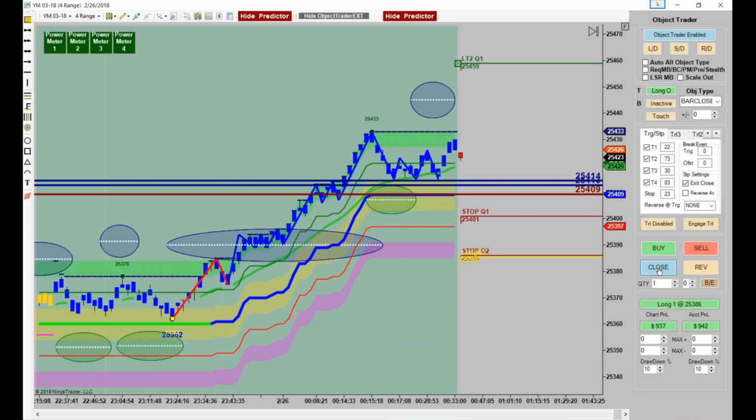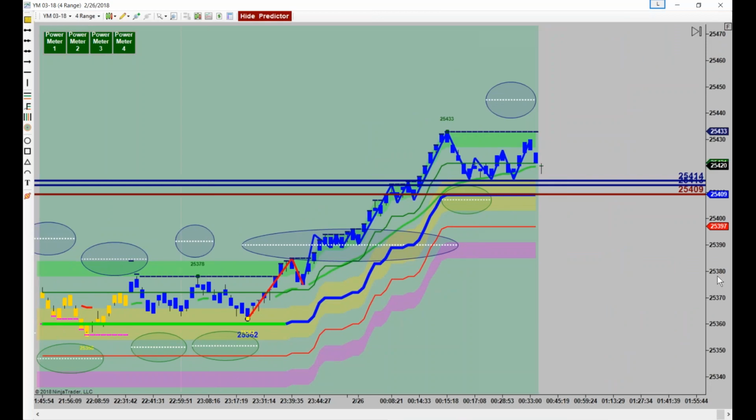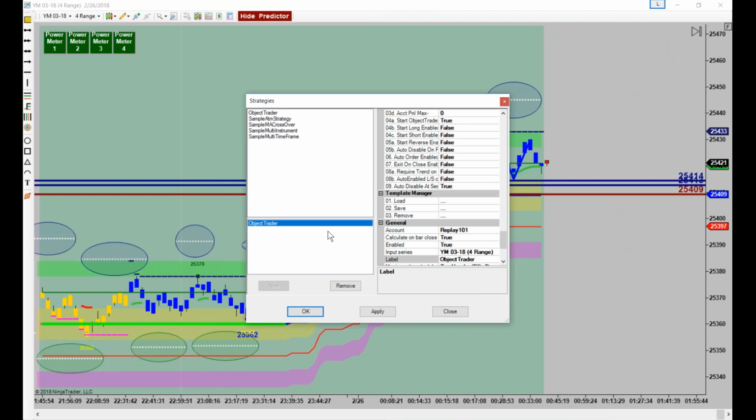Let me see if, because this is not letting me close that. What I'm going to do is go ahead and close the position. Unfortunately, it'll kill Object Trader like that. But we're going to put Object Trader back on the chart and we'll try to get that trade again. If you ever run into anything like that with market replay, it happens more with market replay.